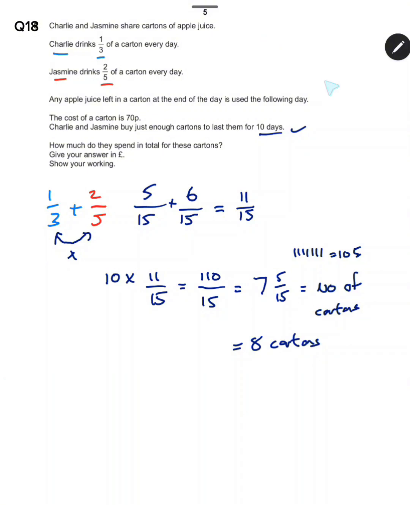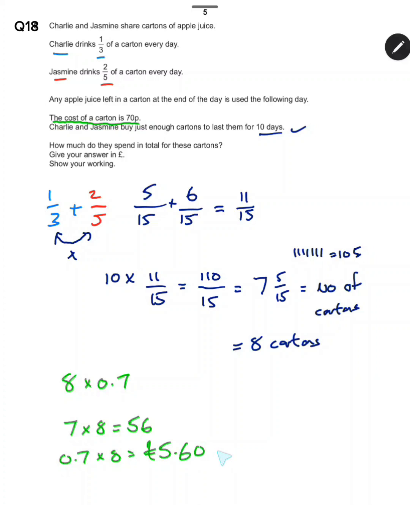We just need to figure out how much this is going to cost them. Well, if we have a look, the cost of a carton is 70p. So we need to do 8 multiplied by 0.7. Well, I'm going to do 7 times 8, which is 56. If we want to do 0.7 times 8, dividing by 10 in the calculation, so dividing by 10 in the answer, it will be £5.60.